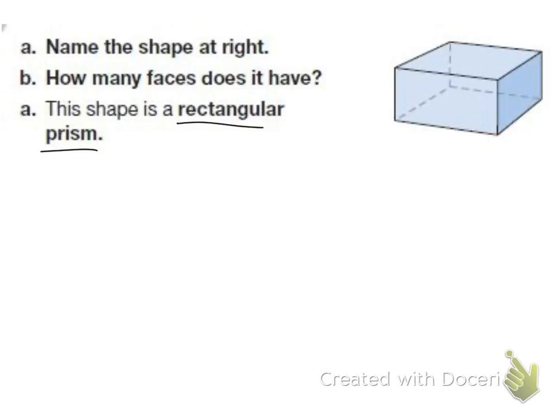Well, if we count, we can see that it has a front and a back. So that's 1 and 2. It has a top and a bottom, and that's 3, 4. And then it has a left and right side, which is 5, 6. It's kind of hard to see, but there are 6 faces in a rectangular prism.